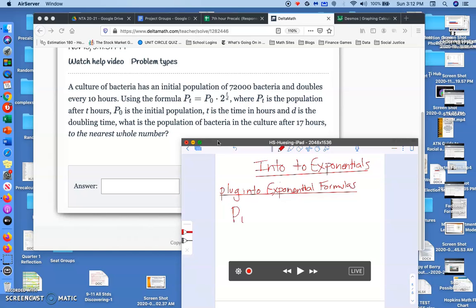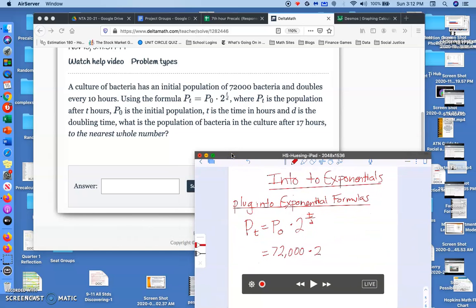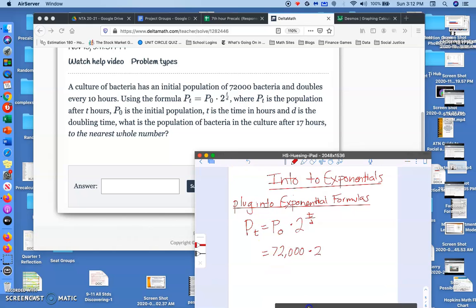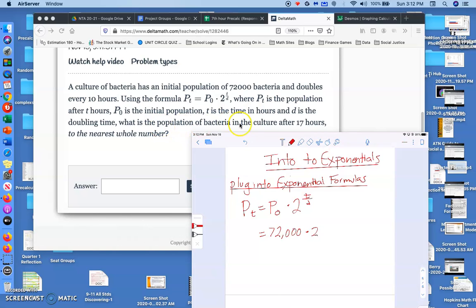So we have P sub t equals P sub 0 times 2 to the t divided by d. P sub 0, our initial amount, is 72,000 bacteria, times 2 to the t, our time. We want to know the population after 17 hours. So 2 to the 17 divided by d, the doubling time, and it doubles every 10 hours. So we have to plug this into Desmos.